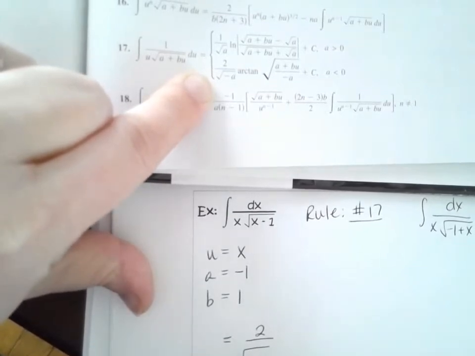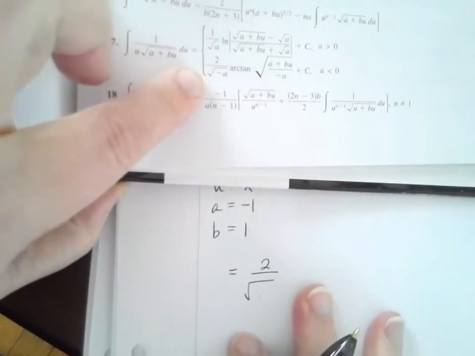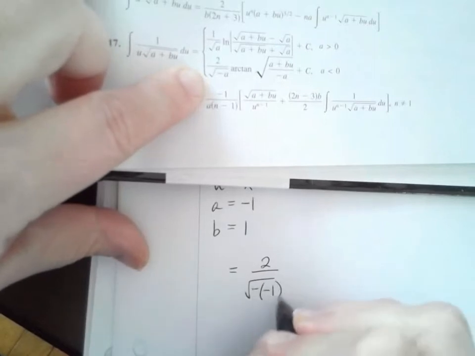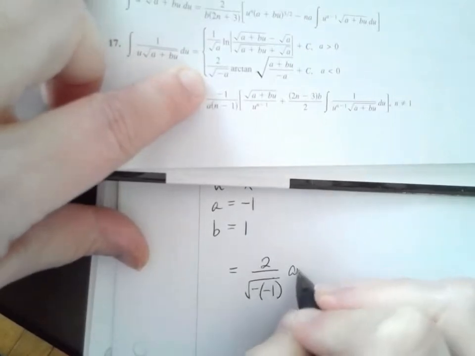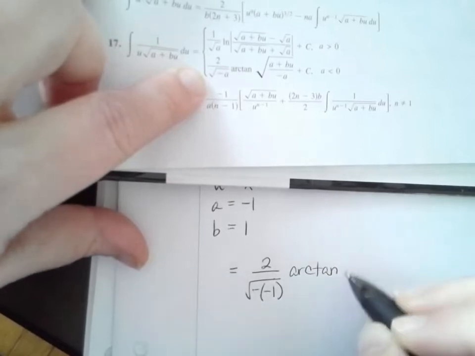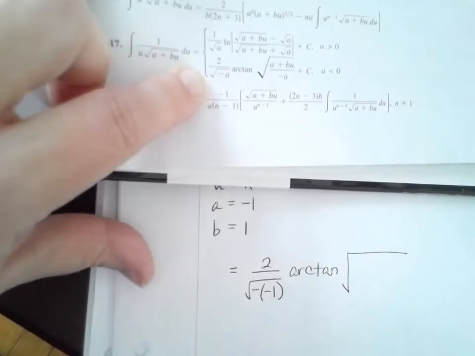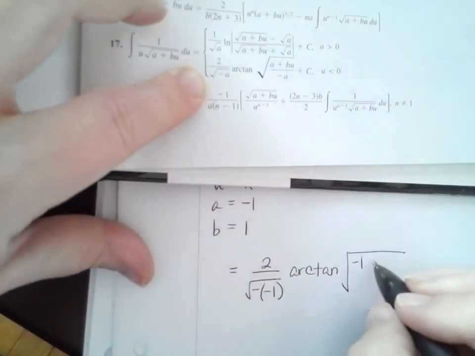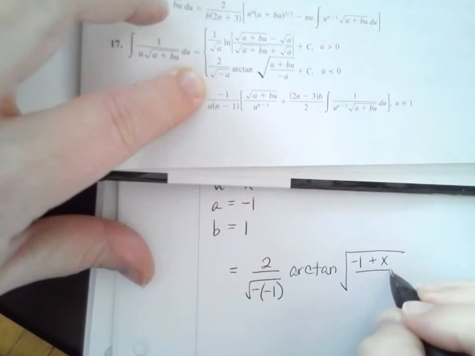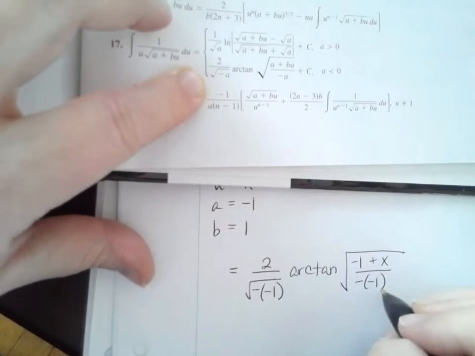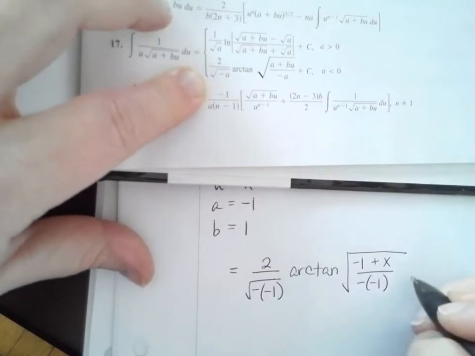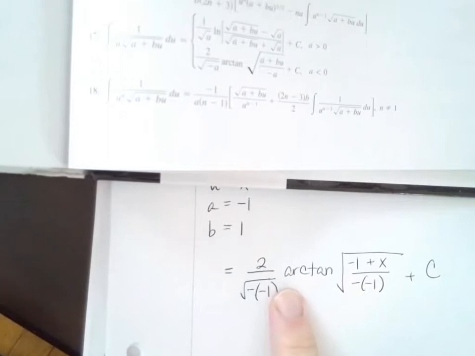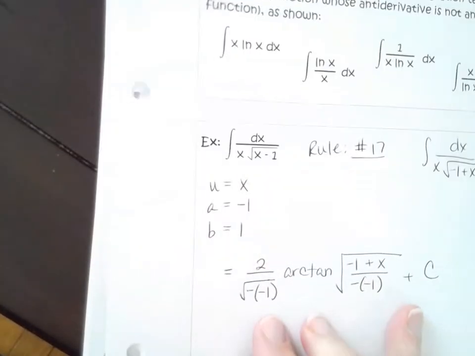Okay, inside the radical is a negative a. Well, if my a was negative 1, this is a negative 1. Arctan of the square root of a plus bu, that was the original radical, over negative a plus c. Now certainly this does not look really appropriate. There's a lot of cleaning up to do, so I'm going to take a moment to do that.